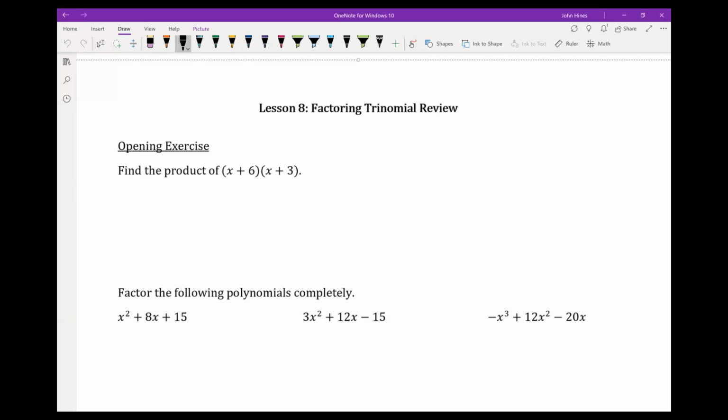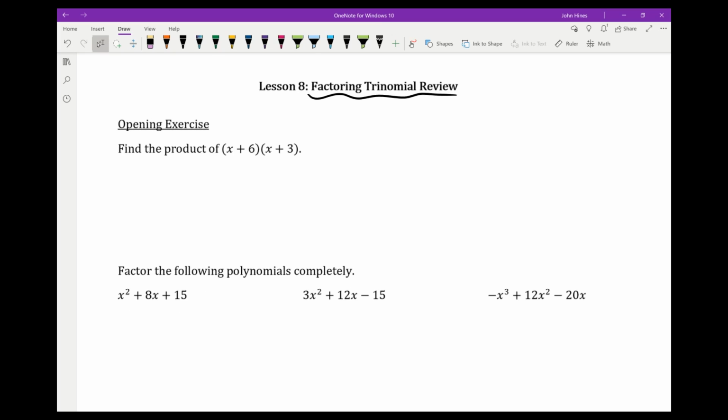Hi everybody, in this lesson we're going to review how to factor trinomials, and that's something you did in 9th grade a whole bunch. Today we're just going to practice factoring trinomials to add to our factoring techniques. To get us started, I want you to find me the product of x plus 6 times x plus 3. So pause the video here and find me that product.